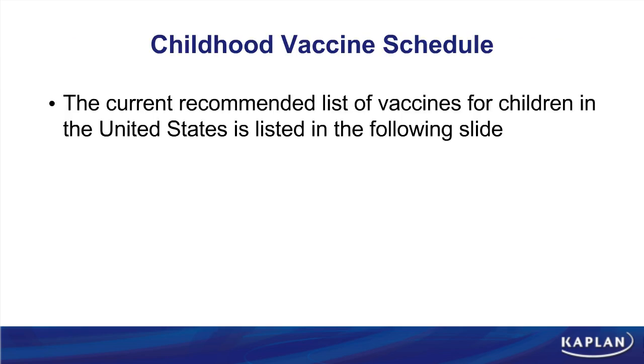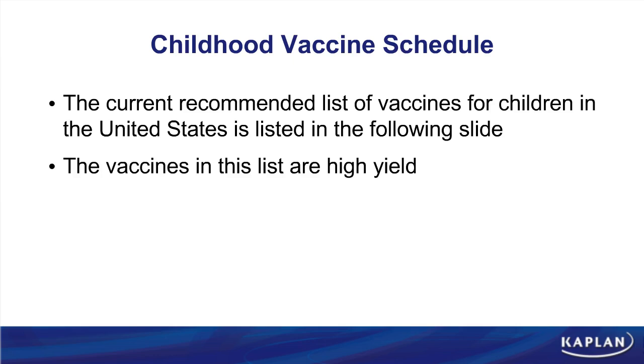So one of the things that's going to be really important for Step 1 is not to memorize this vaccine schedule, okay? That is going to be important in Step 2 and possibly Step 3. But for Step 1, we're really just going to focus on the vaccines that are in the list. So the only reason that we really even cover it is because these are the vaccines that are considered really high yield for Step 1.